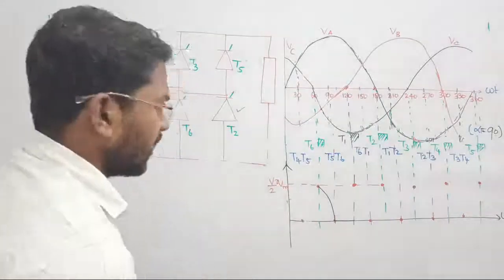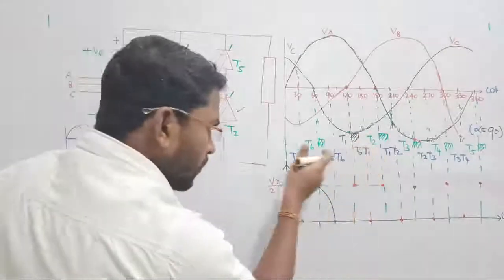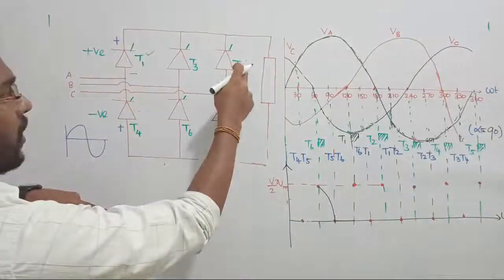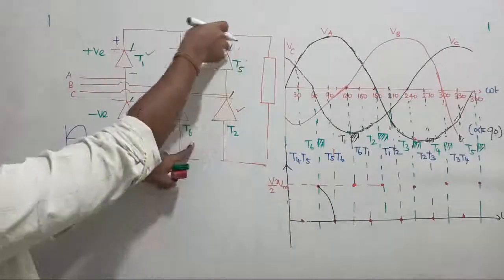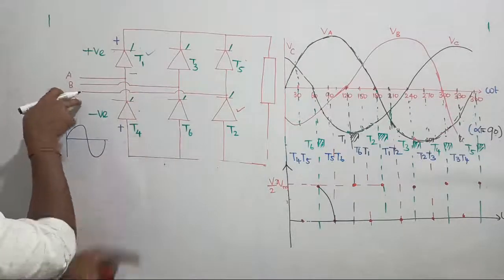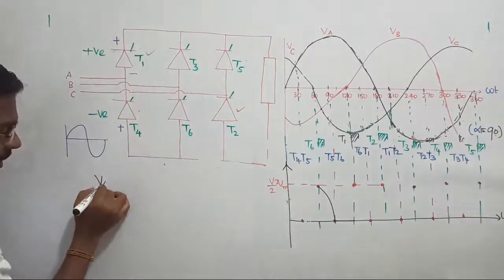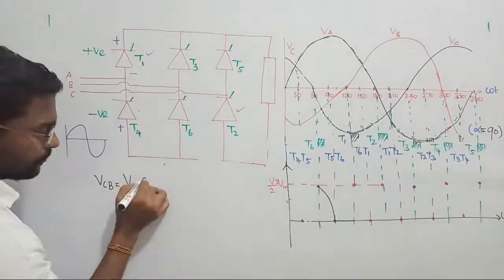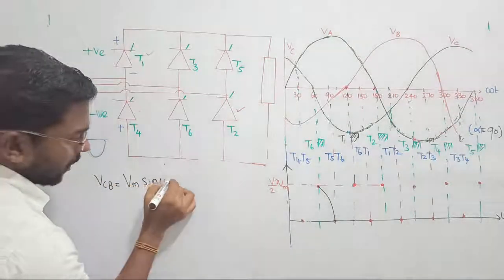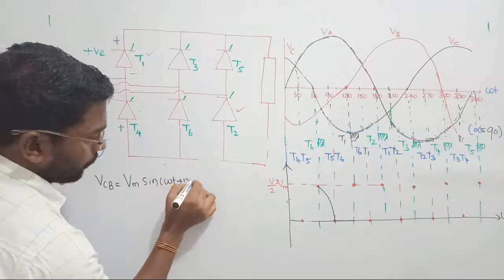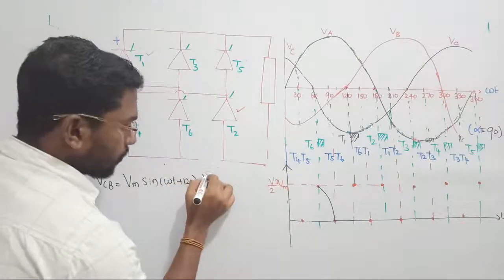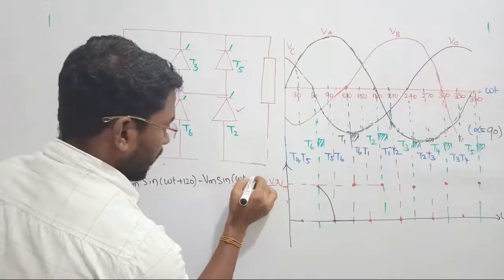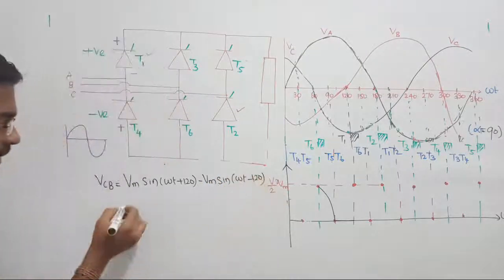Clear? Now prior to this point, just before T1, who is there? T5 and T6. T5 is here, T6 is here. T5 in the sense phase C positive, T6 phase B negative, such that it can be written as BCB: Vm sin(omega t plus 120) minus Vm sin(omega t minus 120). Let us estimate this value now.